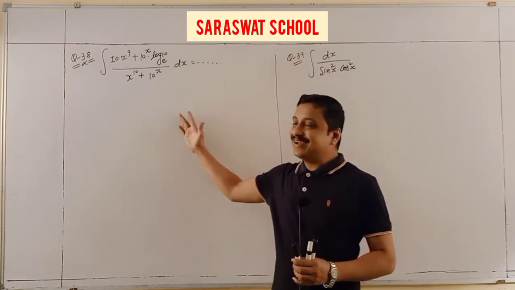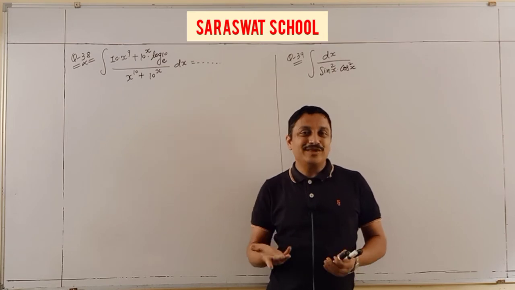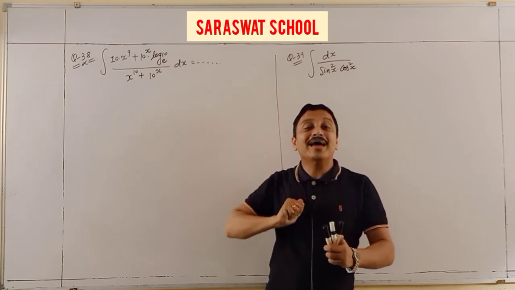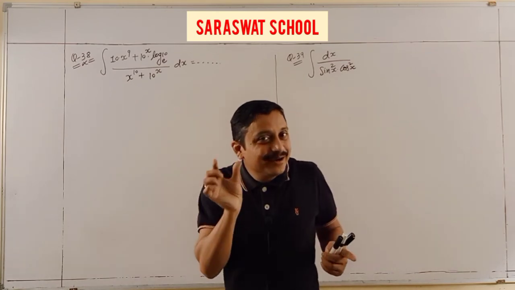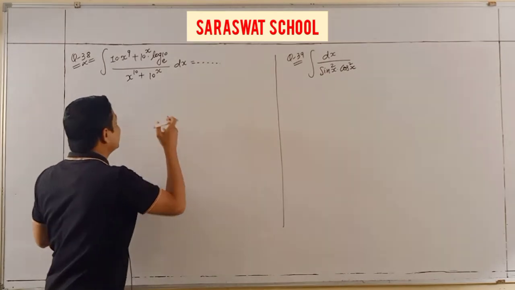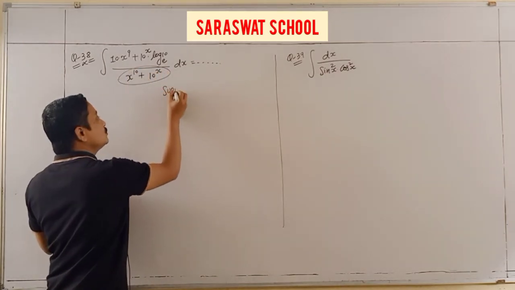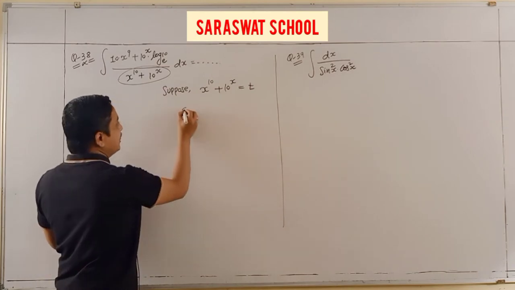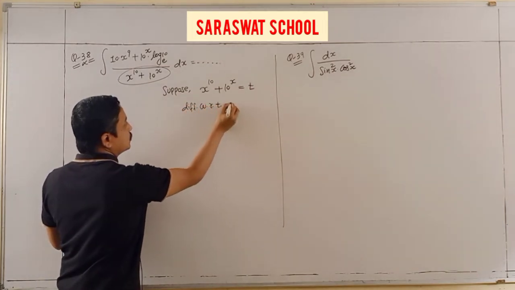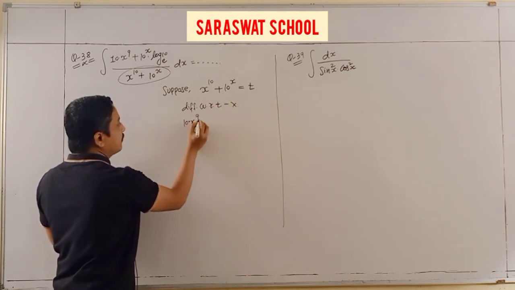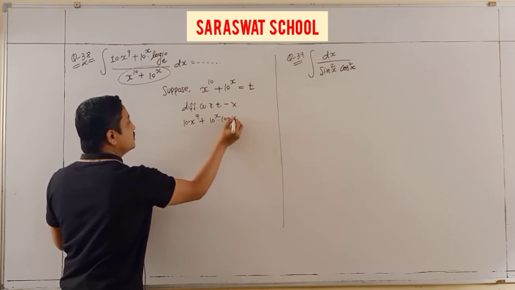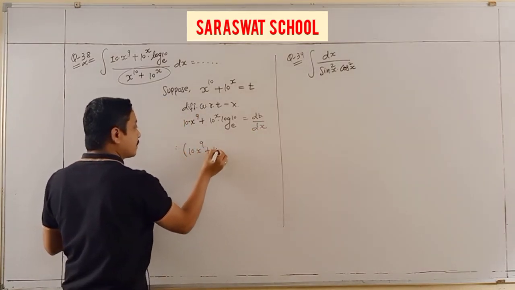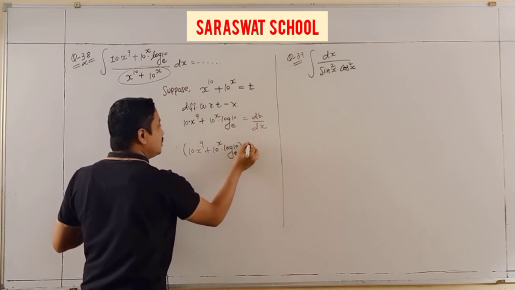Now students, slowly going ahead. Question number 38 and 39. Both are MCQ type questions. Here also I think about how to remove the denominator, x raised to 10 plus 10 raised to x. So the best way for the denominator is substitution t. So students, here I just assume x raised to 10 plus 10 raised to x is equal to t, and start differentiation with respect to x. So 10x raised to 9 plus 10 raised to x log 10 base, and this is dt by dx. So 10x raised to 9 plus 10 raised to x log 10 base with the dx is dt.